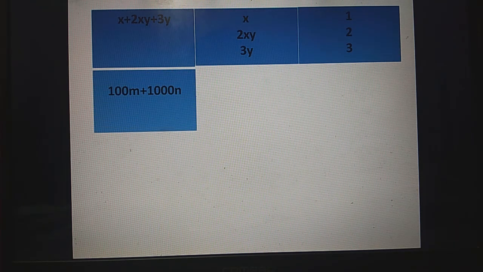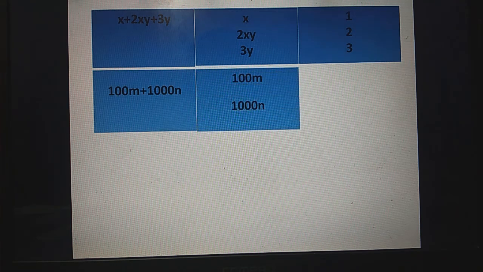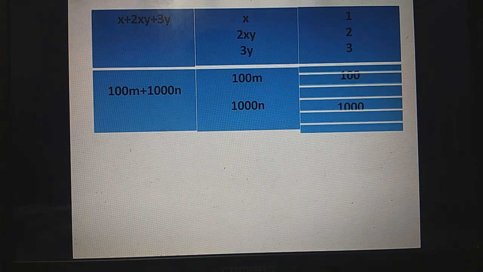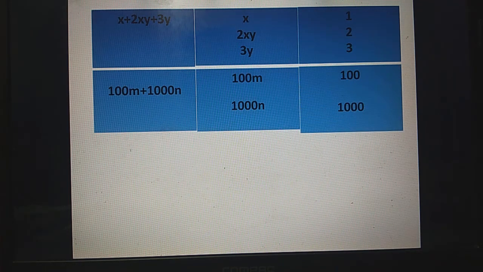Your next expression is 100m plus 1000n. How many terms are there? 2. 100m and second is 1000n. Numerical coefficient of the first term is 100. In the second term, it's 1000. Make sure children, while completing your work in your notebook, you have to write as I am showing you on the table.